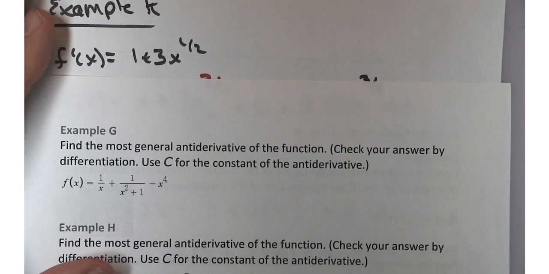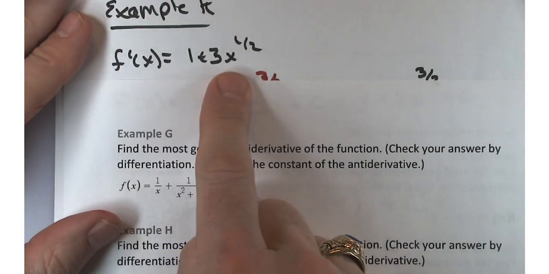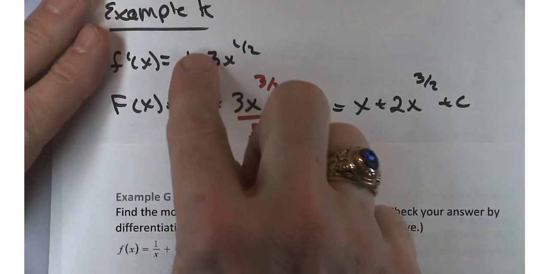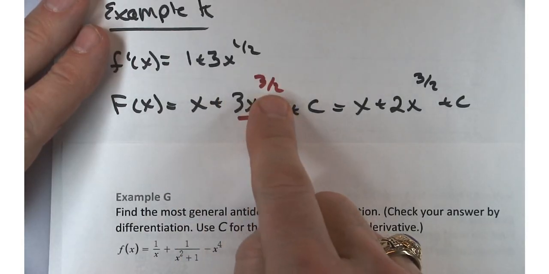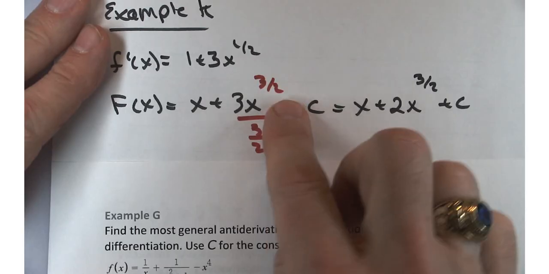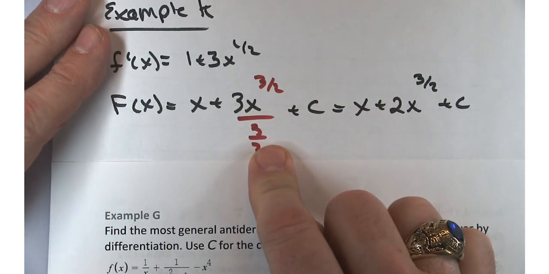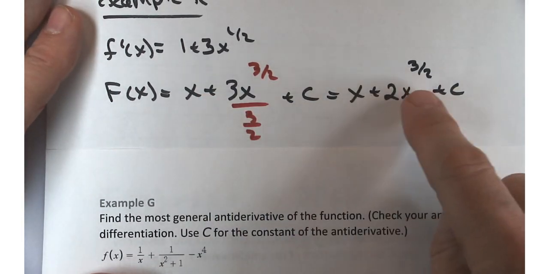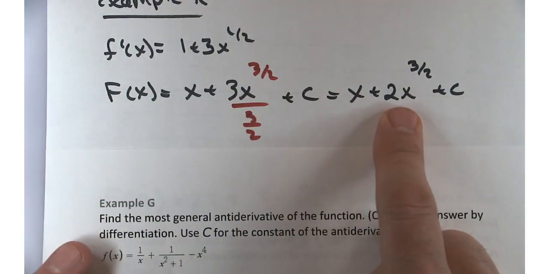All right, so let's look through here. First things first, we rewrite the function as 1 plus 3x to the 1 half. The antiderivative of 1 is just x. For this part, add 1 to the exponent, divide by that same exponent. So 1 plus 1 half gives me 3 halves. Divide by 3 halves. There's my constant of integration. 3 divided by 3 halves gives me a 2. When you invert and multiply, the 3's cancel, leaves you with a 2. So there's your antiderivative. That's a couple points.